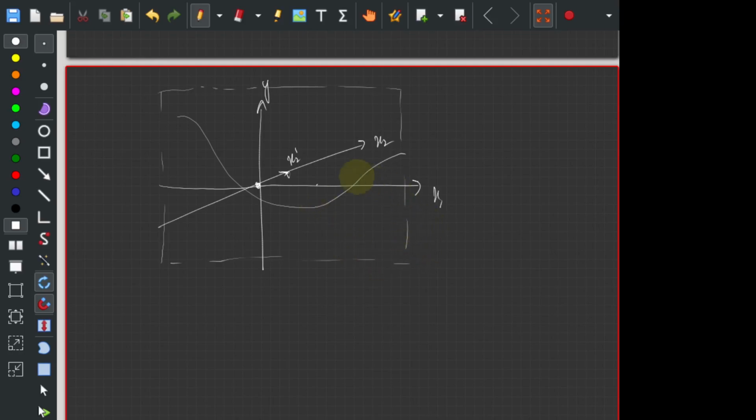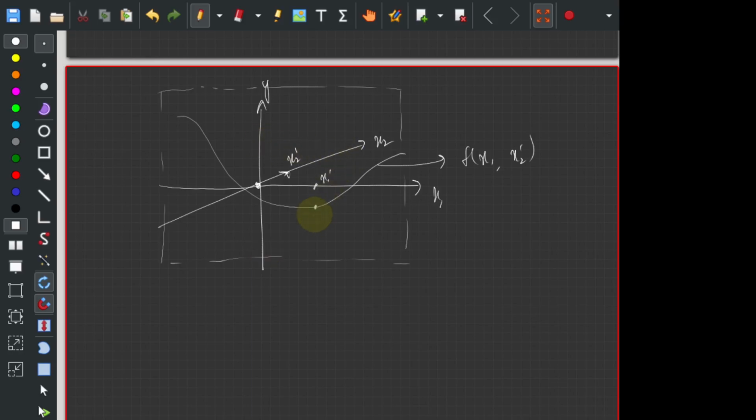This is f of x1, x2 prime. Correct? Now, if I take one particular x1, right, it gives me some particular point. Let's say I take x1 equal to x1 prime, and this is the value of f of x1 prime, x2 prime. Okay, the setup is clear, right? Simple enough.